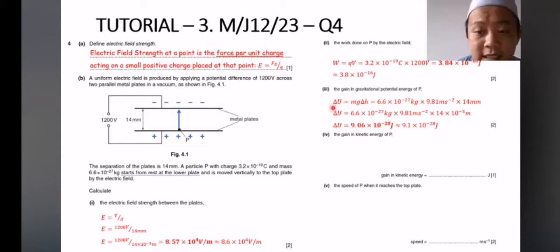So here kat sini dia kata the gain, because the increase in the position. Okay, so delta U is equals to mg delta h. So m is given, g is also known, 9.81 meters per second squared, and the h is 14 millimeters. So this is where you can get trapped by the unit conversion. Always remember to convert it from millimeters to meters. So it's 10 to the power minus 3. Dia bukan 10 to the power of minus 6, 10 to the power of minus 2, is 10 to the power of minus 3.